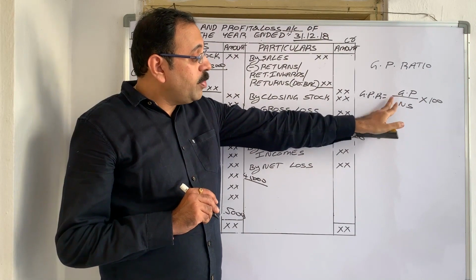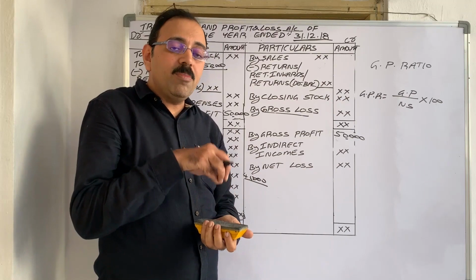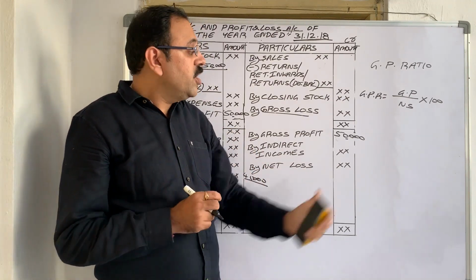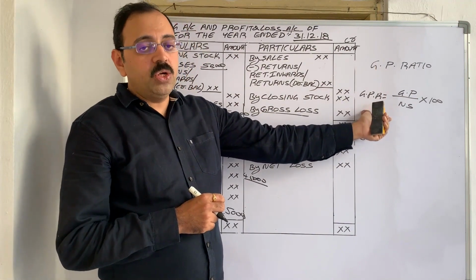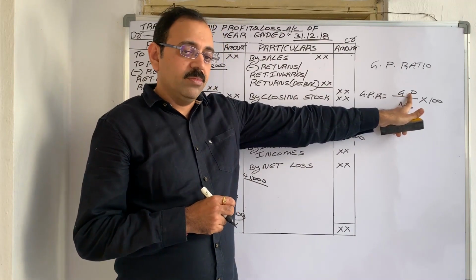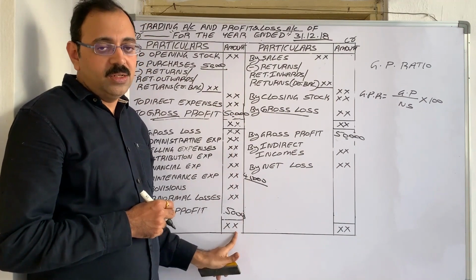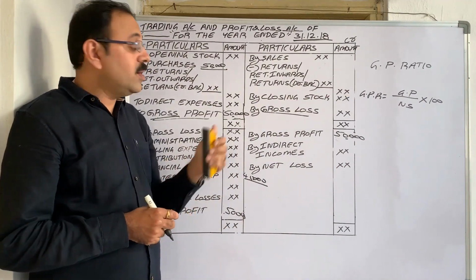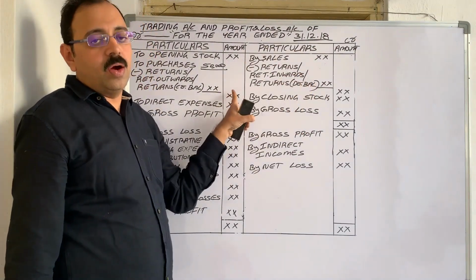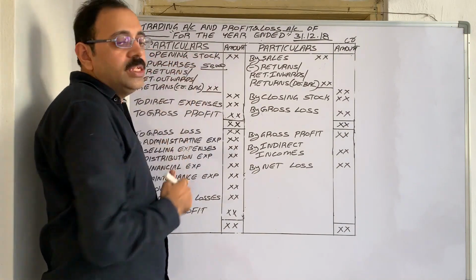Now, if gross profit percentage is more, then the meaning is the operating performance of the firm is satisfactory. So, to judge that, we calculate gross profit ratio, and to calculate gross profit ratio, we need a gross profit. Therefore, profit is to be calculated in two stages. This is the second reason for calculating the profit in two stages. First, we will see trading account. Observe the debit side. Trading account we started with opening stock.